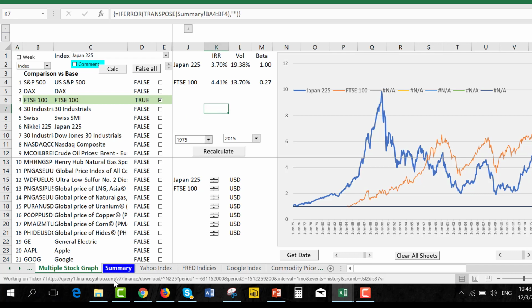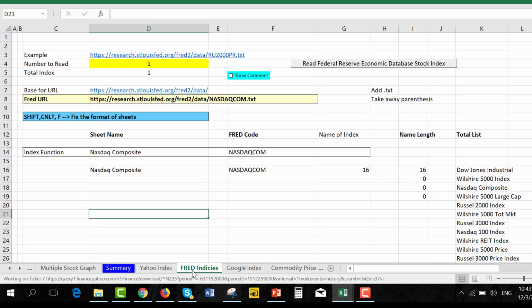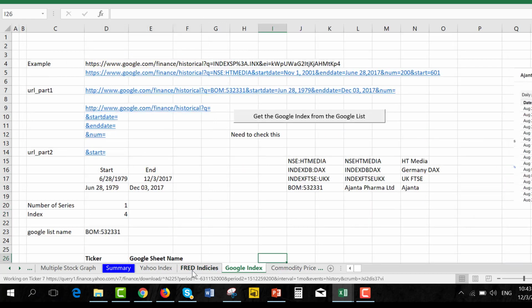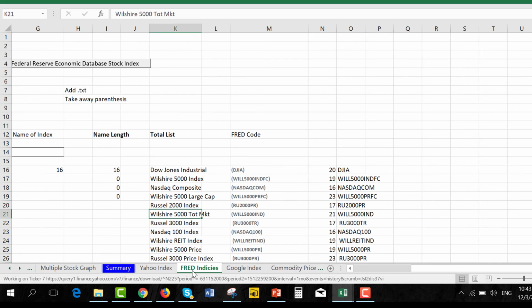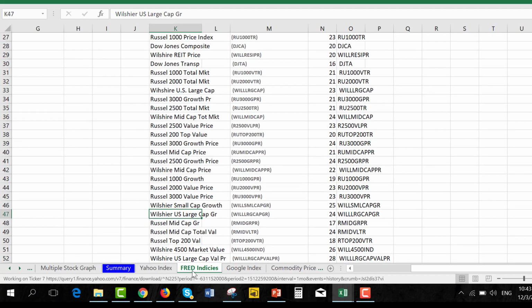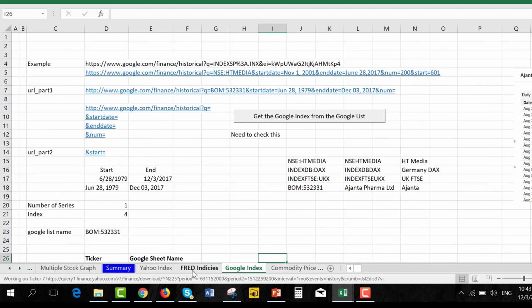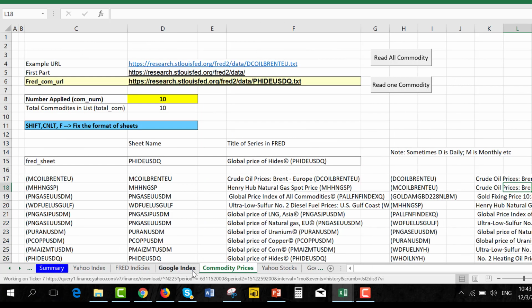That's reading the data, and you go do the same sort of thing to read in all. You can read in Fred indices. So there are all these indices from the Federal Economic Reserve Database. It doesn't really tell you. Yes, it does. I shouldn't say that.